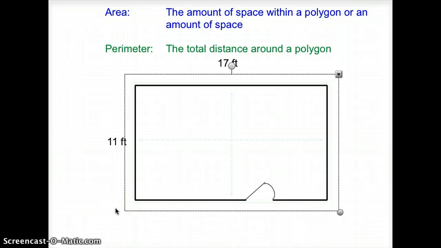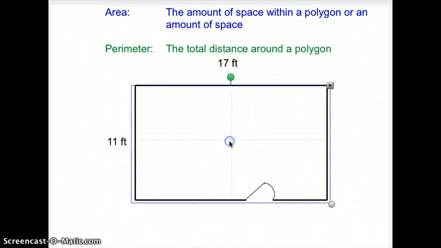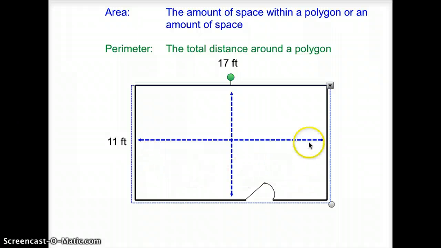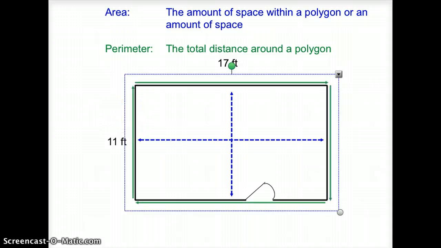First, you need to know that the area can be defined as the space within the polygon, all the space up in the middle. The perimeter, on the other hand, is the total distance around the polygon. So if we travel all the way around the shape, that's perimeter. Area is the amount of space inside the rectangle. Let's learn how to find both of those.